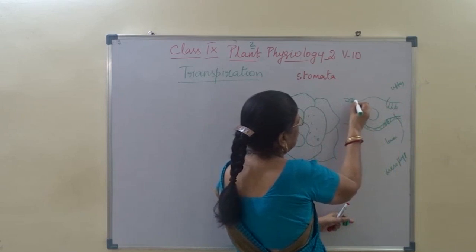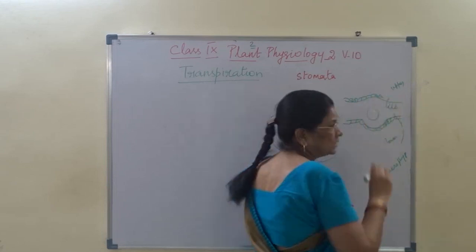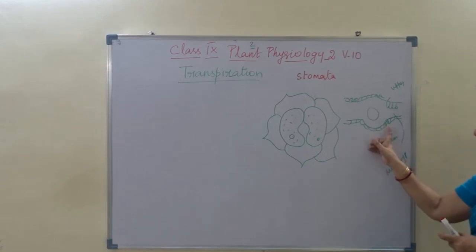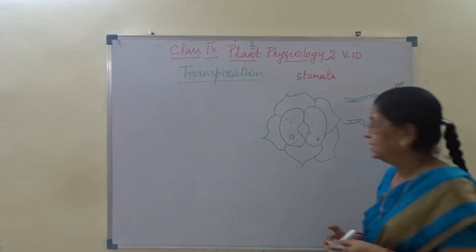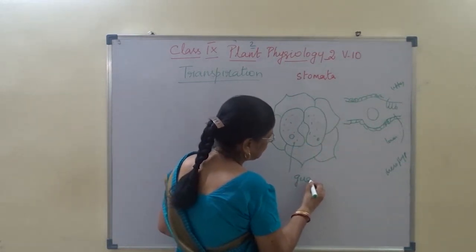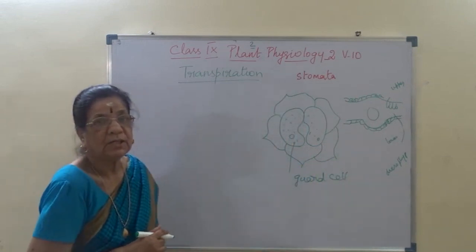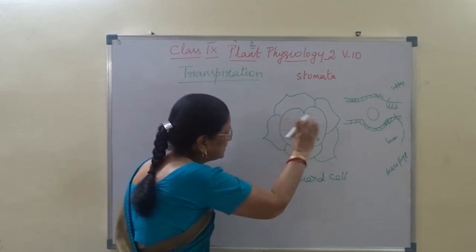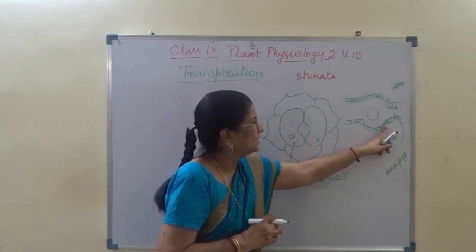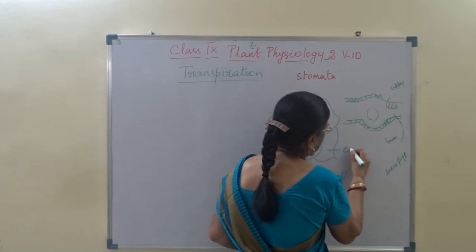Same way, here also it will be there. This kind of arrangement will be there, okay? So now this is the stomata. Now this stomata will have a kidney shaped cell called guard cell. And surrounding that is the epidermal cell. I am saying this is the stomata, and the epidermal cell is this. So these are called epidermal cells.